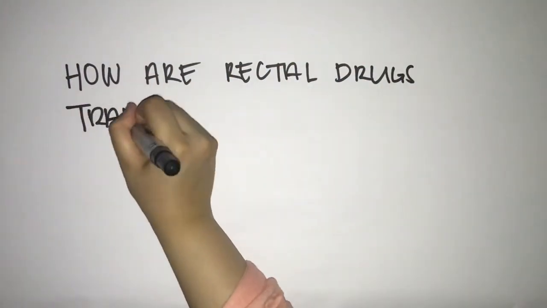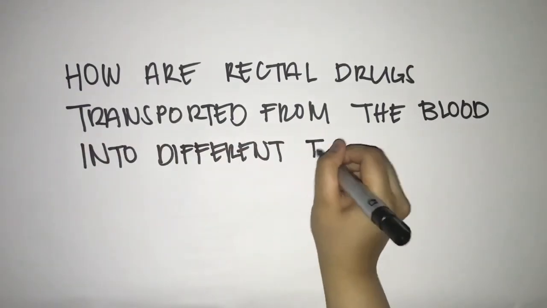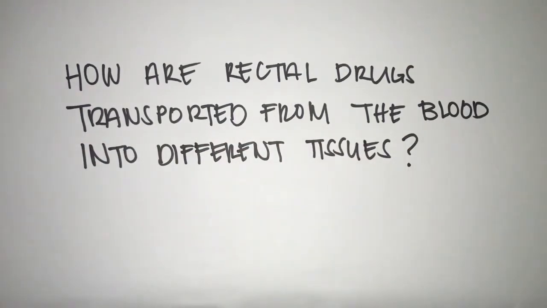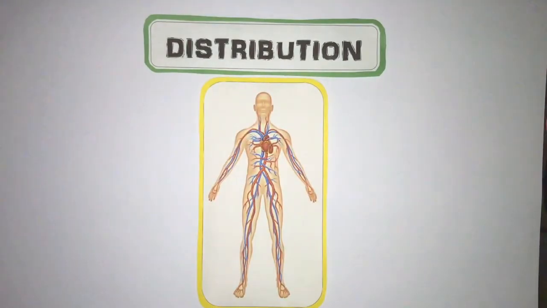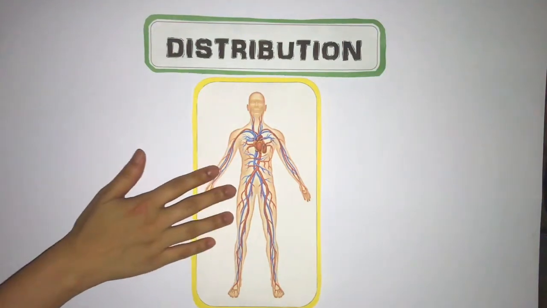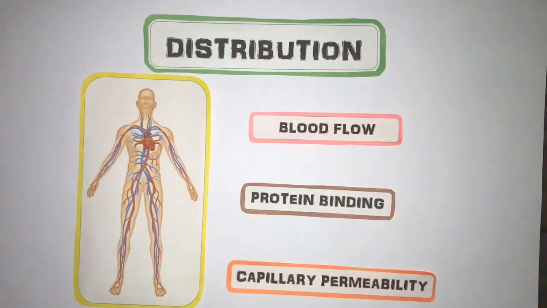How are rectal drugs transported from the blood into different tissues? Distribution of drugs. As the drug is absorbed in the bloodstream, it leaves the circulation and enters the tissue. This process is affected by blood flow, capillary permeability, and protein binding.